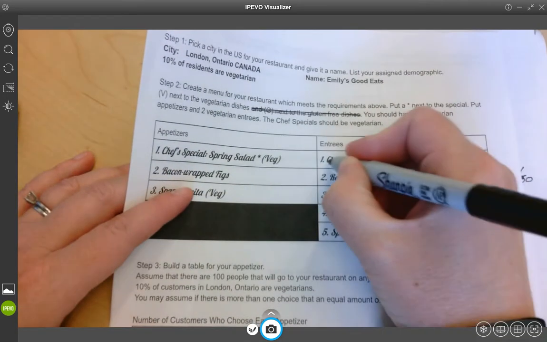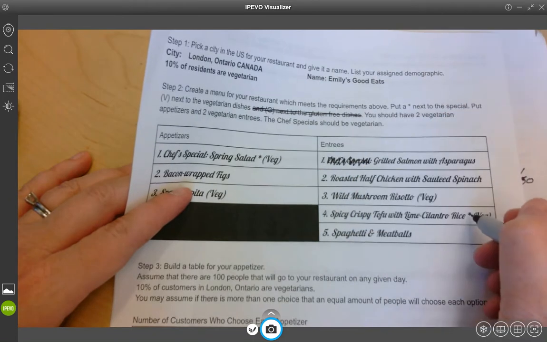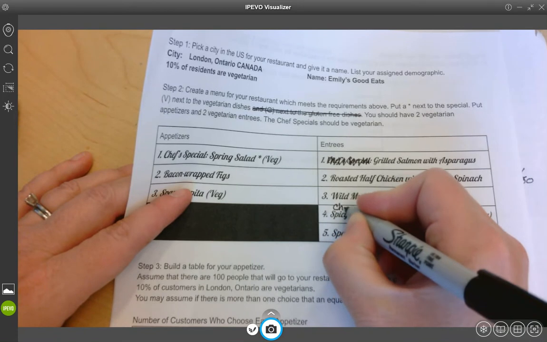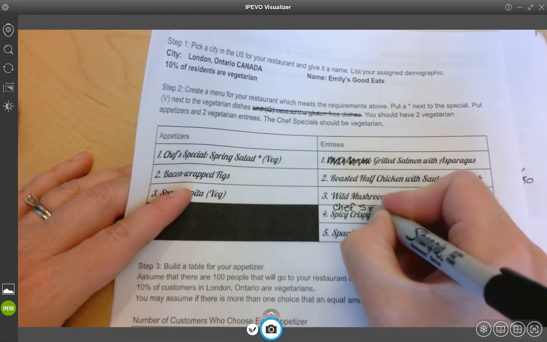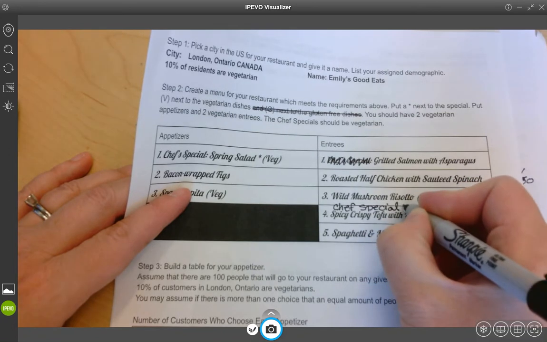All right, so it looks like I forgot to move the chef special. The chef special is supposed to be this one with a star. So on your menu, go back and fix the chef special, because the chef special has to be one of the vegetarian ones.